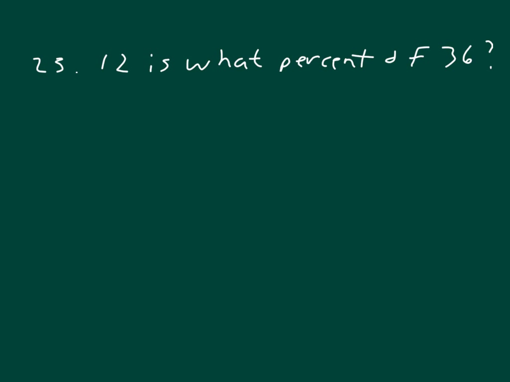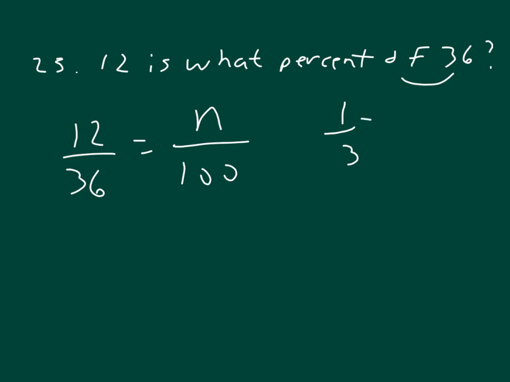12 is what percent of 36? So again, we know the part and the whole, but we don't know the percent. So if we don't know percent, we let that be an unknown, out of 100. After of is 36, goes where the whole thing goes. 12 is the part. You could work with the same proportion and say 1 to 3 is what out of 100, because 12 over 36 is the same as 1 to 3. So that's just reducing it.